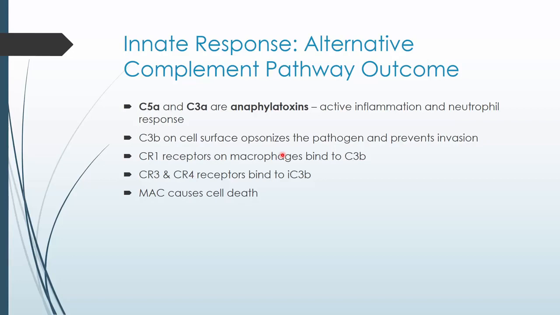Additionally, there are receptors which bind to C3b, and these are CR1, CR3, and CR4 receptors. These are important because any pathogen coated in complement is phagocytosed by macrophages and dendritic cells. So complement really facilitates the phagocytosis process. And then finally, as we mentioned, the MAC complex directly causes pathogen cell death.